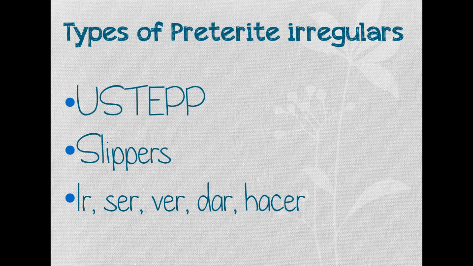Now we have some irregulars. We have our U-stem verbs, which are irregular. We have slipper verbs, if you remember those. And then we have ir, ser, ver, dar, and hacer, which are completely irregular. If you would like an extra credit opportunity and you would like to do a little bit of practice, please ask me in class about how you can get some extra credit by memorizing some of the irregular preterites.